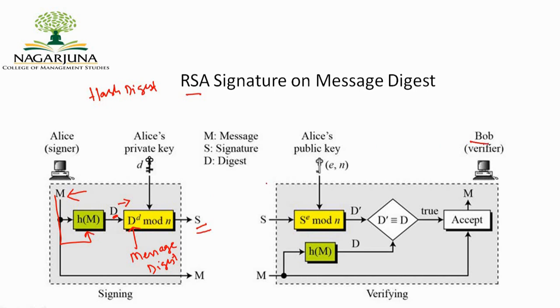Now Bob receives the digital signature and the message. And what is the function of Bob? Bob has to verify whether the signature is being sent by Alice or not. Once it is received, Bob is going to make use of the public key and generate the D dash value. This is the message digest value which is being generated against the sent digital signature with the help of the public key.